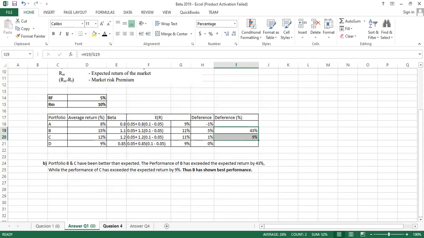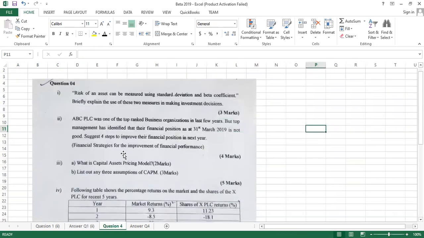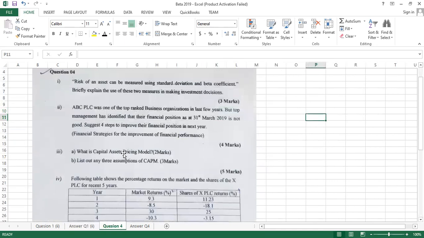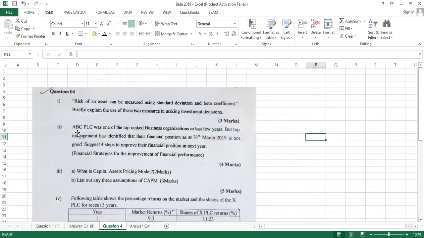Then we will discuss question number 4. This is the beta and CAPM lesson related question. Question number 4, part 1. They ask: the risk of an asset can be measured using standard deviation and beta coefficient. Briefly explain the use of these two methods in making investment decisions.